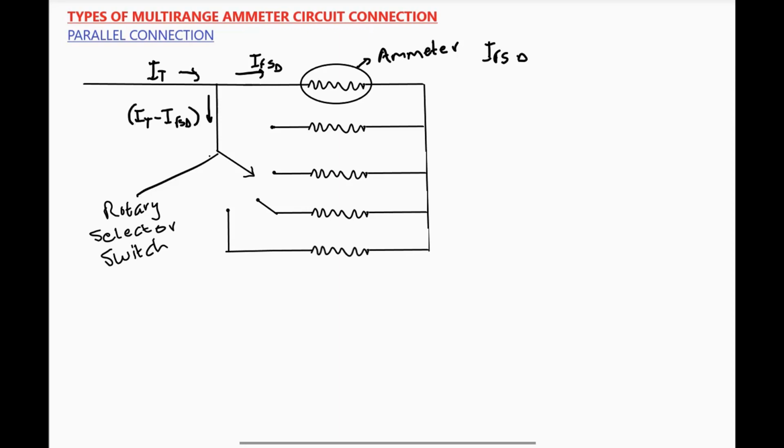If the voltage across the ammeter is V1 and the voltage across the first resistor is V2, then my V1 should be equal to V2. Voltage is equal to current times resistance. So V1 is the IFSD times the resistance of the meter coil.